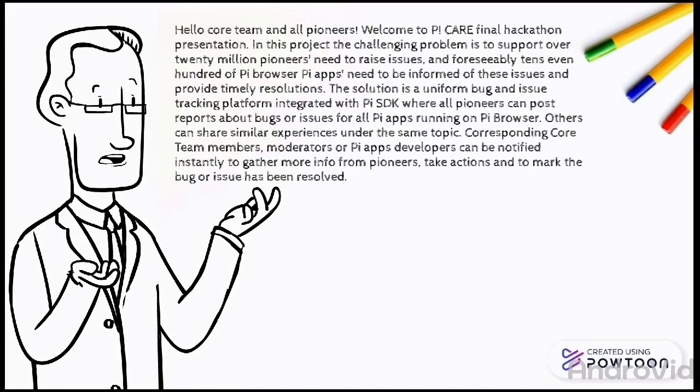In this project, the challenging problem is to support over 20 million pioneers who need to raise issues, and foreseeably tens, even hundreds of Pi browser Pi apps need to be informed of these issues and provide timely resolution. The solution is a uniform bug and issue tracking platform integrated with Pi SDK where all pioneers can post reports about bugs or issues for all Pi apps running on Pi browser. Others can share similar experiences under the same topic.